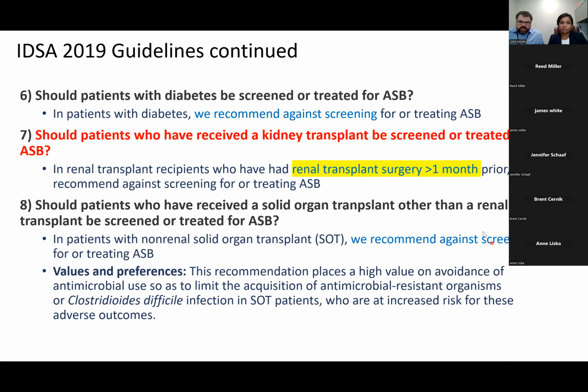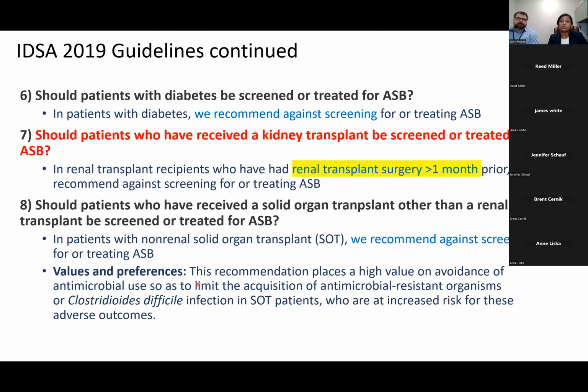This recommendation places a high value on avoidance of antimicrobial use so as to limit the acquisition of antimicrobial resistant organisms and C. diff in solid organ transplant patients. Just so that we know this, and for all of us to learn, when you have a transplant, you're at high risk for having resistant organisms because you've gone through so many antibiotics already and all these other immunosuppressive drugs, and you're at high risk for C. diff.